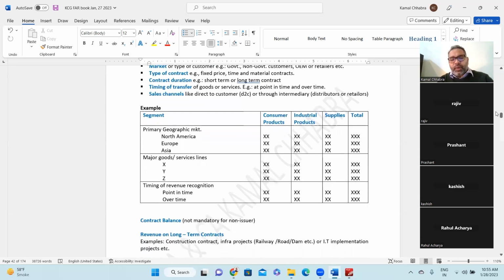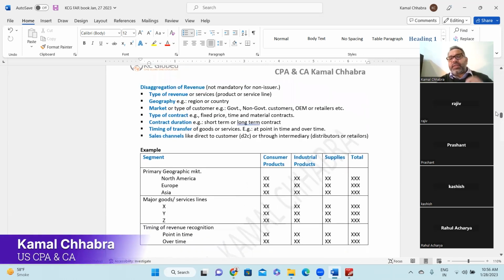If you see the example over here, you have primary geographical segment, major goods and services, and timing of revenue. On the segment side, we have consumer product, industrial product, supplies, and the total sales. This way you can represent the disaggregated revenue analysis. In the geographical allocation of revenue, for North America, Europe, and Asia markets, how much is the sales of consumer product, industrial product, and supplies? And in major goods and services, what is the sale of X, Y, and Z in the consumer product, industrial product, and supplies markets? And in timing of revenue, how much revenue you recognize over a period of time and at a point in time, right? This is called disaggregated analysis of revenue.